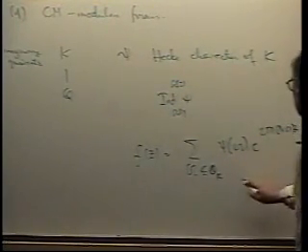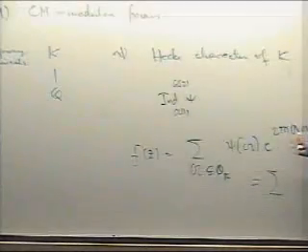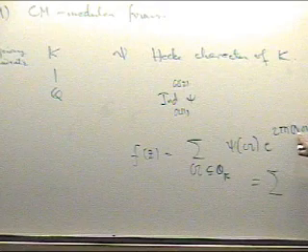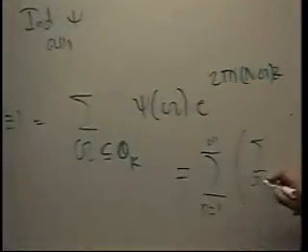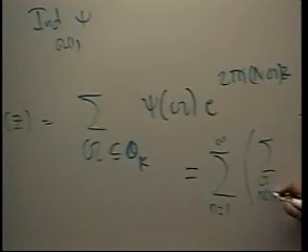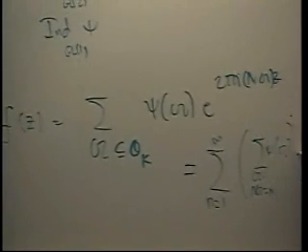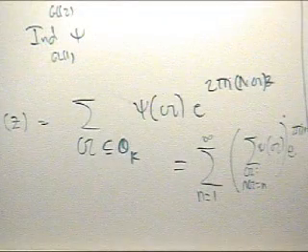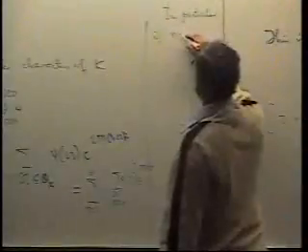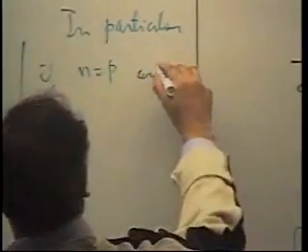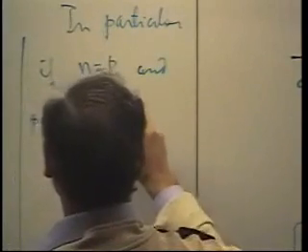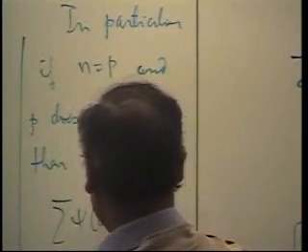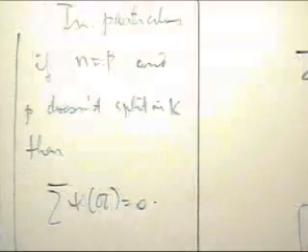Well, you see from this that if I were to rewrite this, you see here I have the norm of A. So if I were to rewrite this in terms of n, then I would have the sum over ideals A such that the norm of A equals n, psi of A times e to the 2 pi i n z. Well, in particular, if n is prime, if n is p, and p doesn't split in K, then this sum is 0, right, of the norms.